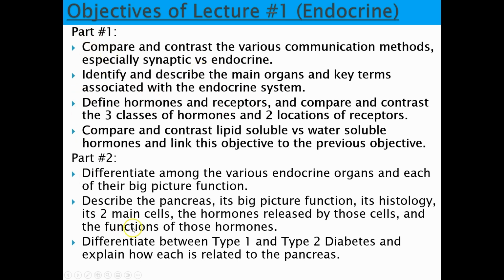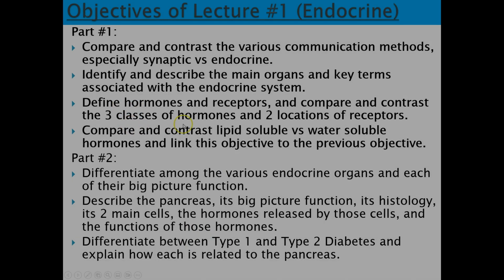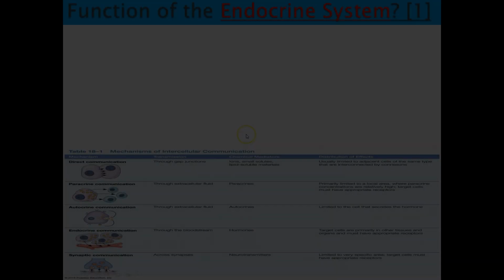If you went through this and can easily describe these objectives, you probably know the content, and it is that simple. If you struggle at any one of these, that's where you need to spend some of your time and focus on that area. Alright, but let's get into it.